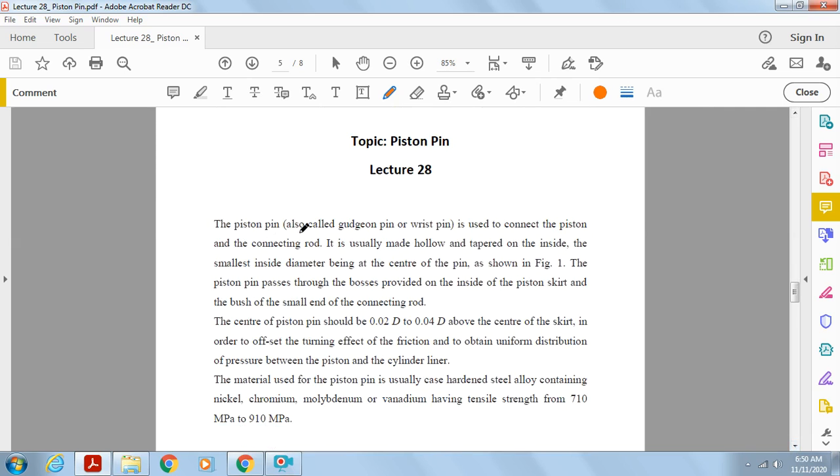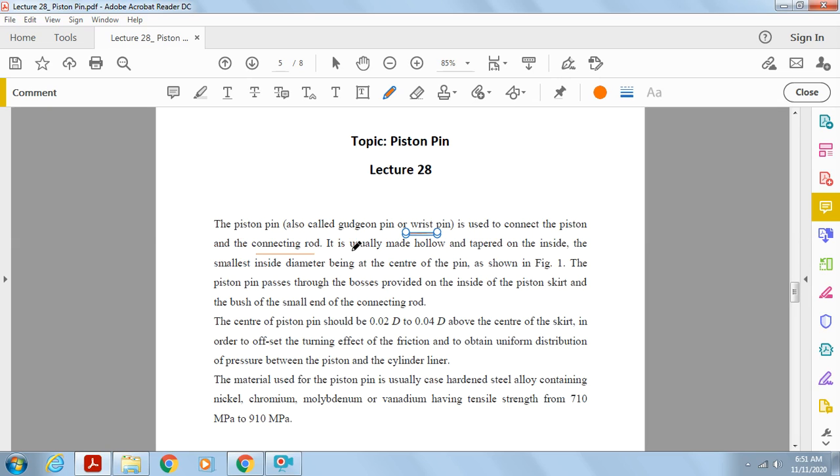The piston pin, also called a gudgeon pin or wrist pin, is used to connect the piston and the connecting rod. Remember the diagram that I showed you in the previous lecture, that there is a provision of space for the gudgeon pin. The gudgeon pin is basically used to create a bridge between the connecting rod and the piston.